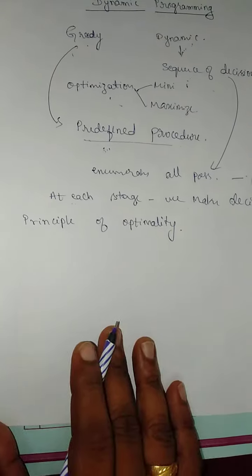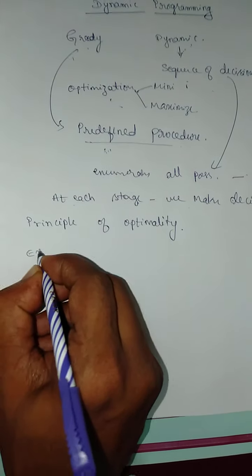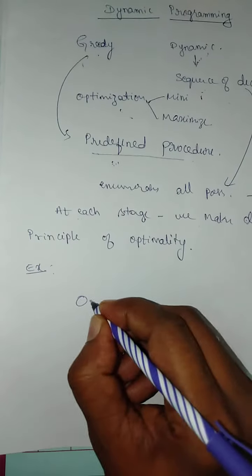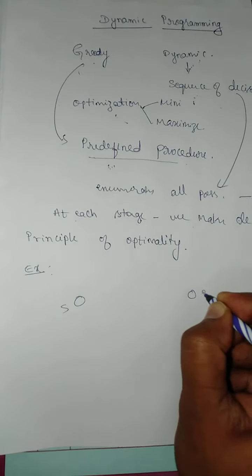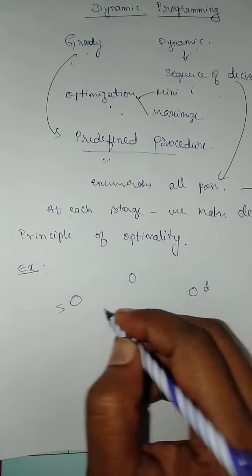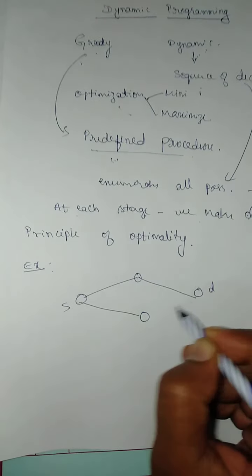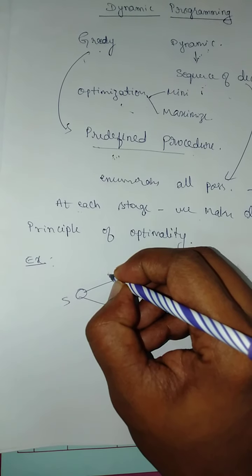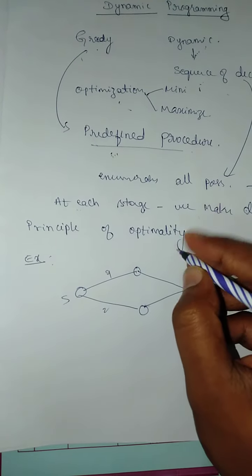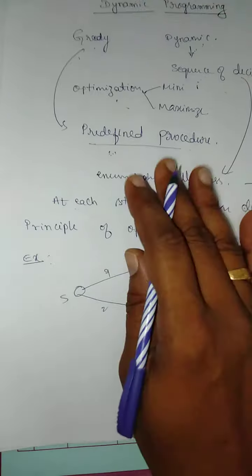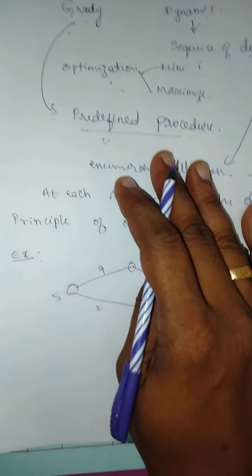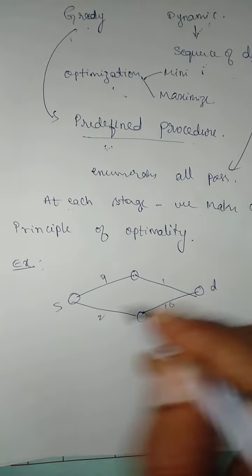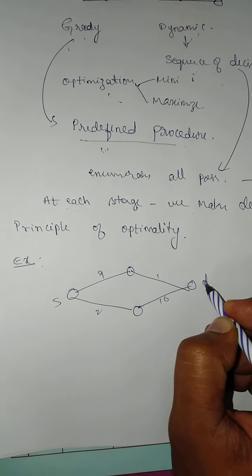Just to understand dynamic programming, let us consider one example. Let us consider a graph. We have a source vertex and we have some destination vertex. It is a very small example. Now the problem is to find the shortest path from source to destination.